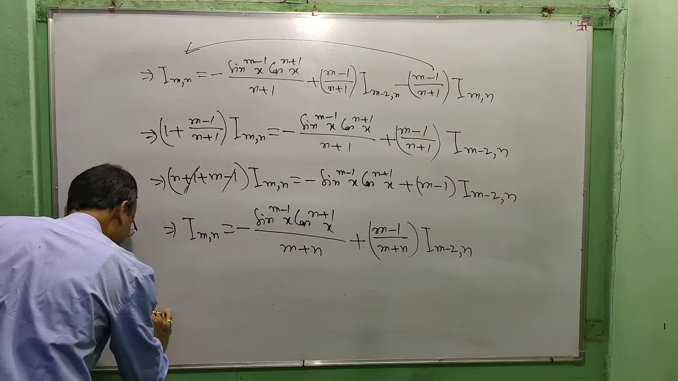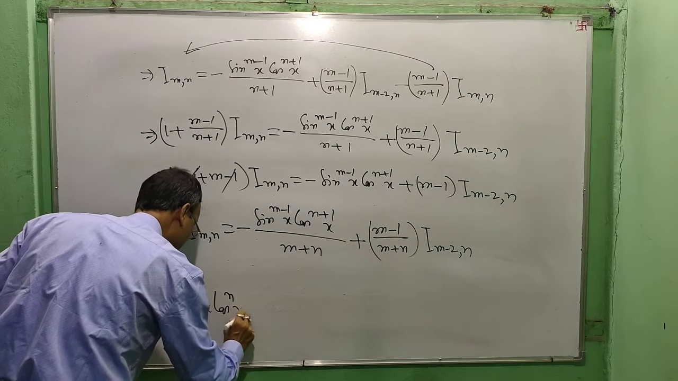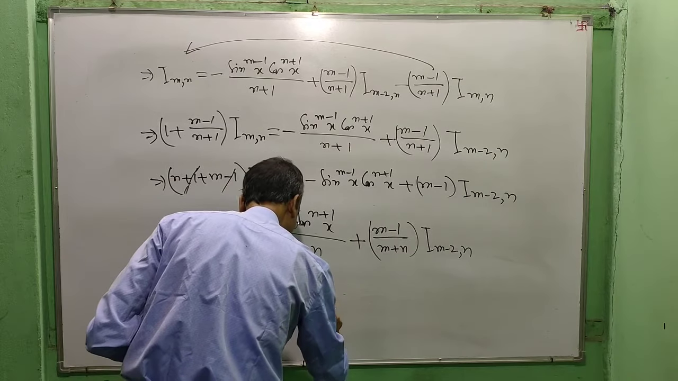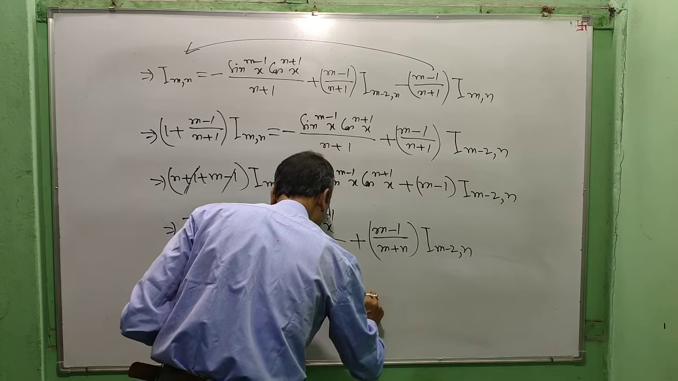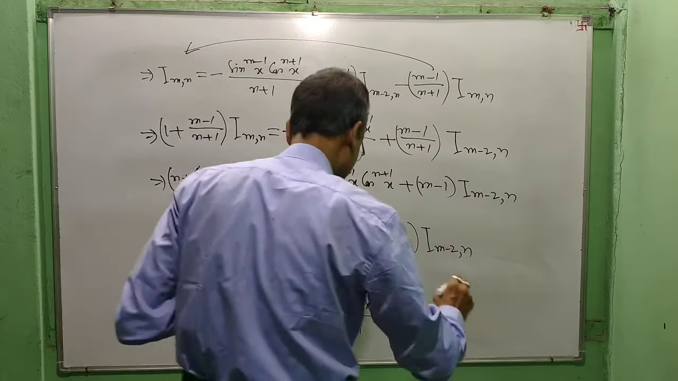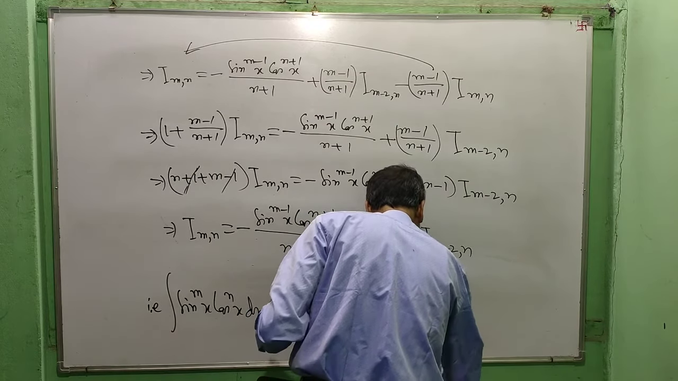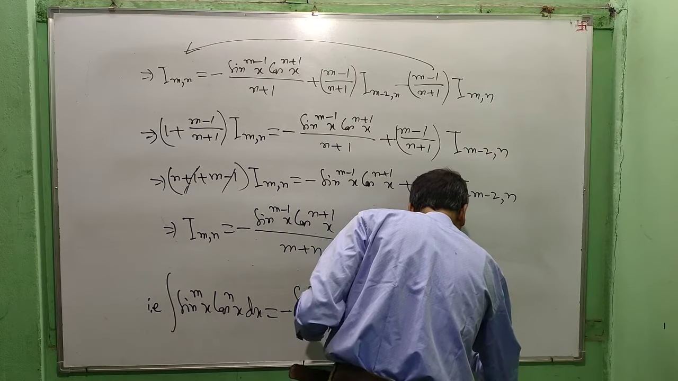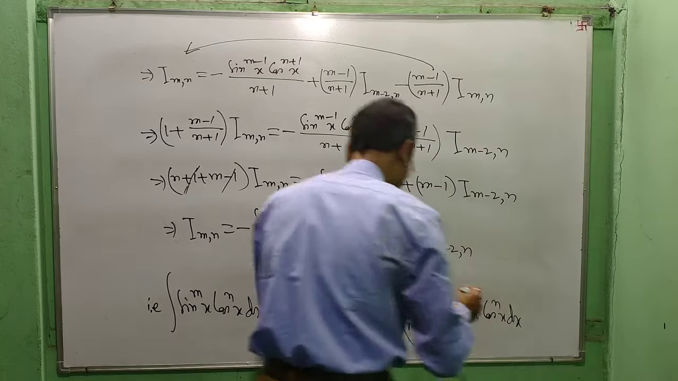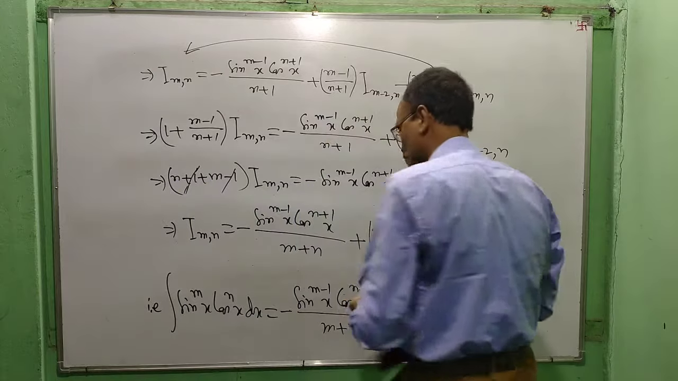That is, you may write integration sin to the power m x cos to the power n x dx equal to minus sin to the power m minus 1 x cos to the power m plus 1 x divided by m plus n plus m minus 1 by m plus n integration sin to the power m minus 2 x cos to the power n x dx. This is the reduction formula. It has been reduced.